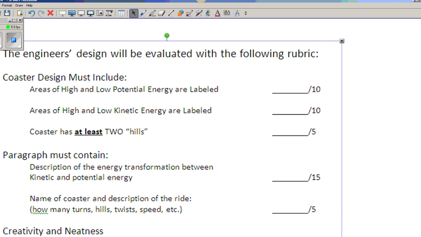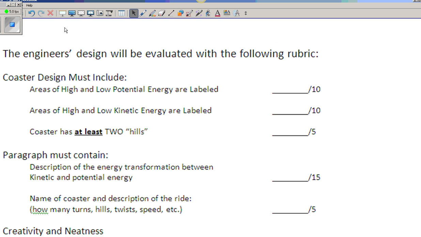And these are the things I'm going to be looking for as I'm grading. So the engineers will be evaluated with this rubric. First, the coaster design must include areas of high and low potential energy that are labeled. So you should show me at any area on that roller coaster track if it's gaining or losing potential or kinetic energy at any point. So you're going to get points for labeling your potential energy plus your kinetic energy at any point on that track. You also have to make sure that your coaster has at least 2 hills.